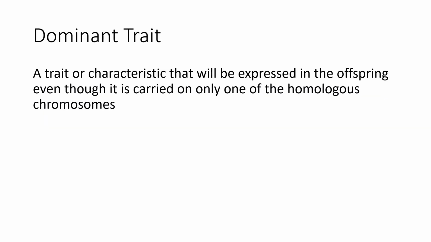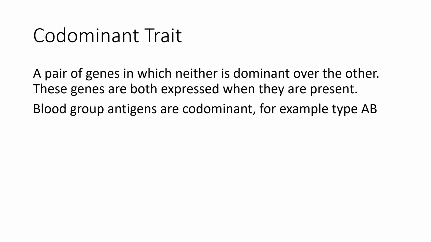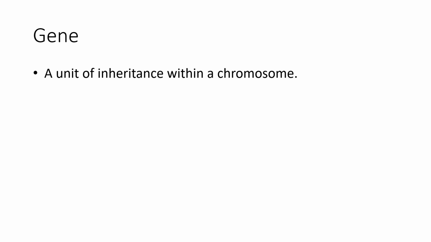Dominant trait, a trait or characteristic that will be expressed in the offspring even though it is carried on only one of the homologous chromosomes. Codominant trait, a pair of genes in which neither is dominant over the other. These genes are both expressed when they are present. Blood group antigens are codominant, for example, type AB. Gene, a unit of inheritance within a chromosome.